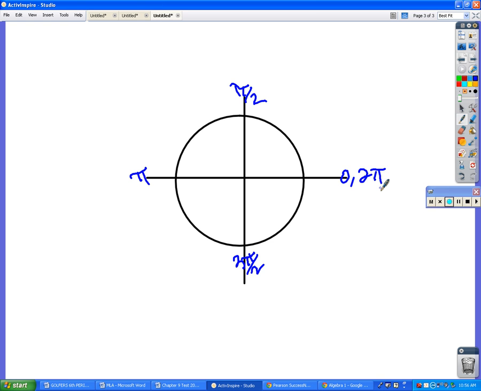Pi over 2 is 90. Pi is 180. 3 pi over 2 is 270. And 2 pi is 360. Wait, so do that again. Pi over 2 is 90 degrees, right? Pi is 180 degrees. 3 pi over 2 is 270 degrees. And 2 pi, like we started to talk about at the very beginning, is 360 degrees. Okay? So those are 4 easy ones for you to do. Eventually you're going to get good at figuring out what 45 degrees, 30 degrees, and 60 degrees are as well. So we'll talk about that more later.